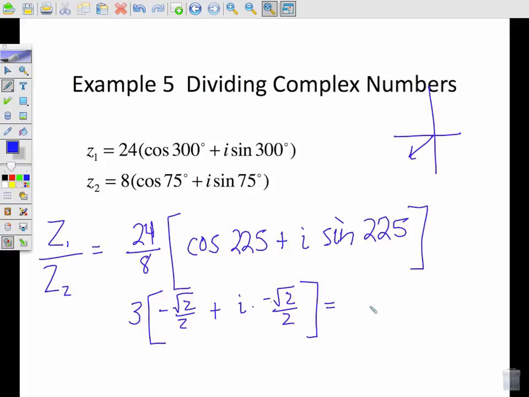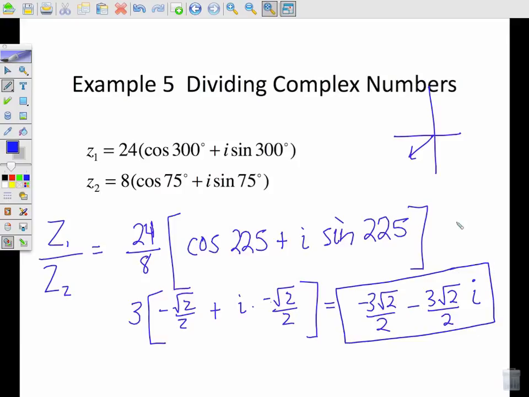So this equals negative 3 root 2 over 2 minus 3 root 2 over 2 times i. So this is the complex form right here. And then this is obviously the trig form. If you divide that and make that 3, that would be the trig form. And that's how you do the multiplication and division of those complex numbers.